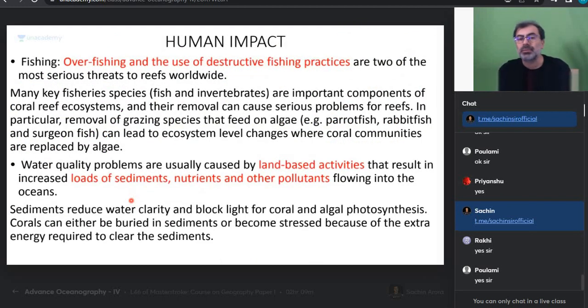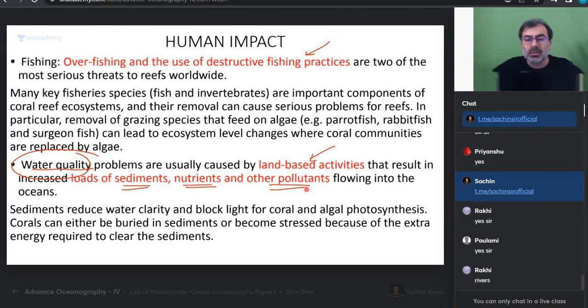So overfishing कैसे मार रही है? Destructive fishing practices are there. Many key fisheries are being destroyed. Water quality problems, land-based sediments are leaching nutrients and other pollutants. Who's bringing the sediments? Sediments are brought by the rivers. Then how can it be a problem? Sediments though come naturally. Well, please read this: increased load of sediment. So the human beings are not adding sediments. Well, human activities are causing greater sediment load.